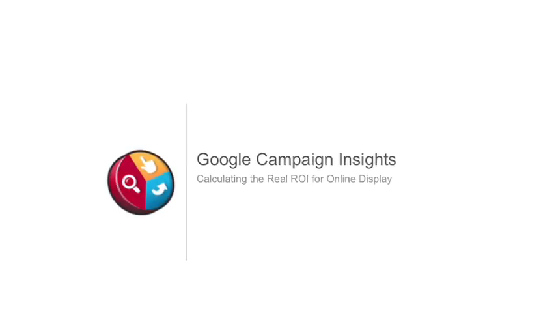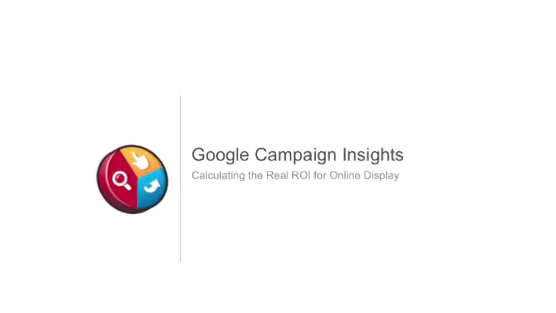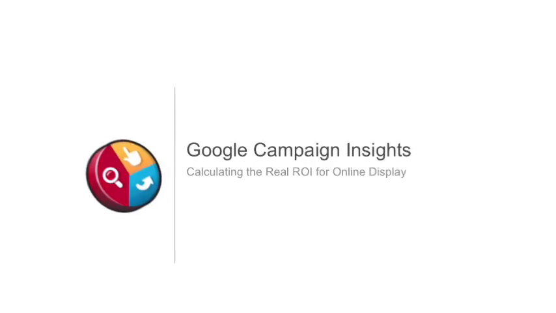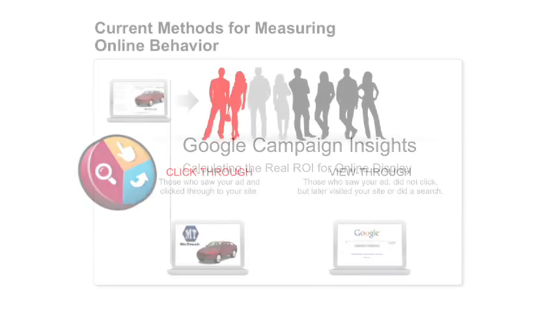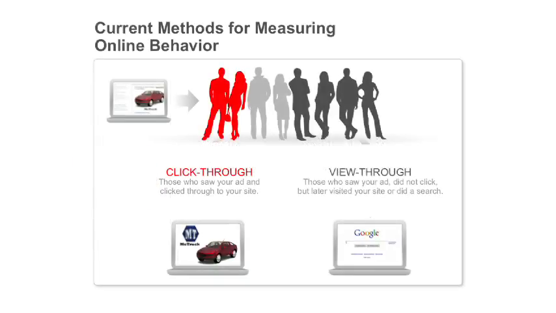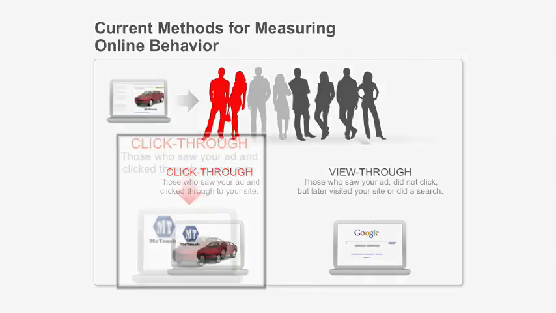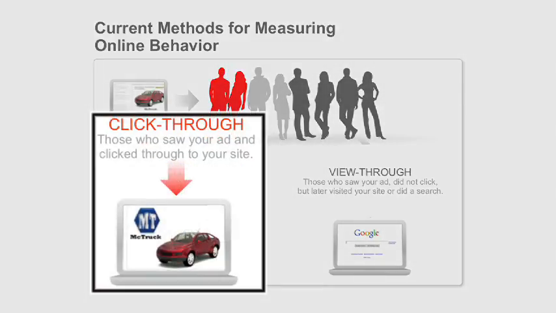Here's an overview of Google Campaign Insights, a free value add that helps you better understand the impact of your online display campaign. There are many ways to measure campaign performance in terms of online behavior. Most commonly, we look at click-through and view-through metrics. A click-through is counted when a user is exposed to the ad and then immediately clicks on it.